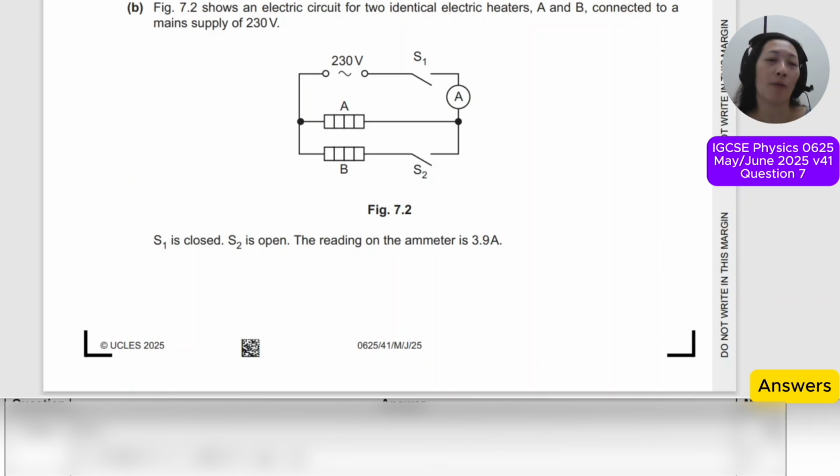B. Figure 7.2 shows an electric circuit for 2 identical electric heaters, A and B, connected to a mains supply of 230 volts. So this is the circuit with the heaters in parallel and switches and ammeters connected in the circuit. S1 is closed and S2 is open. The reading on the ammeter is 3.9 ampere.